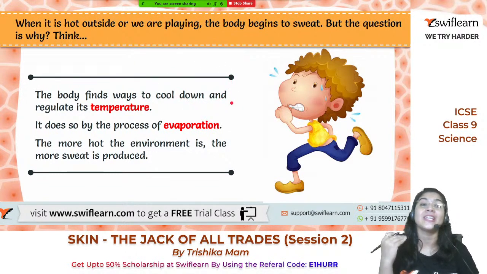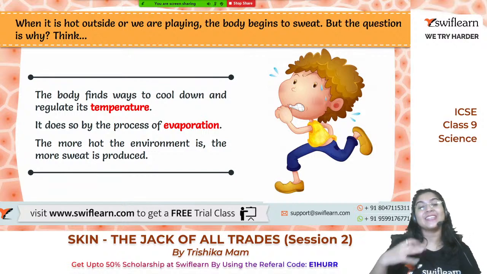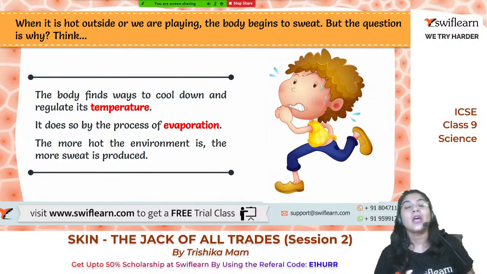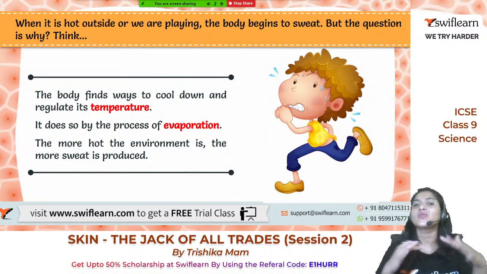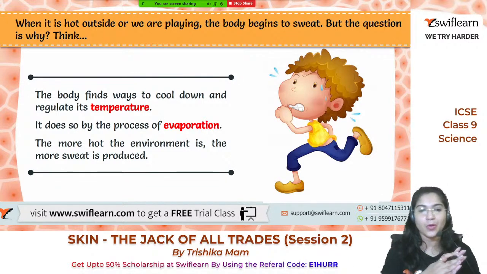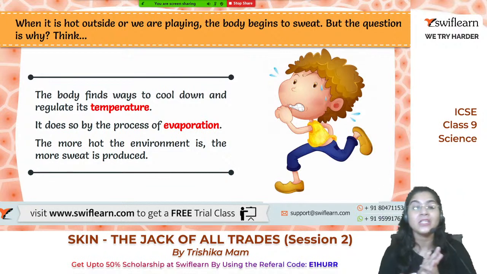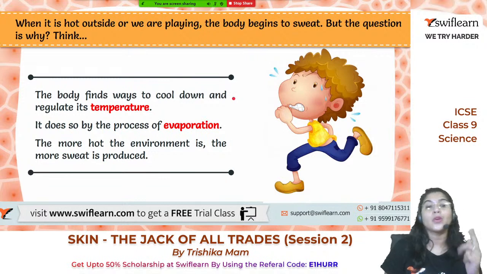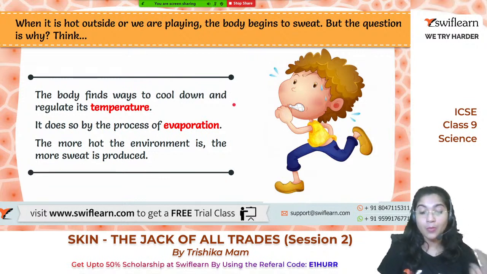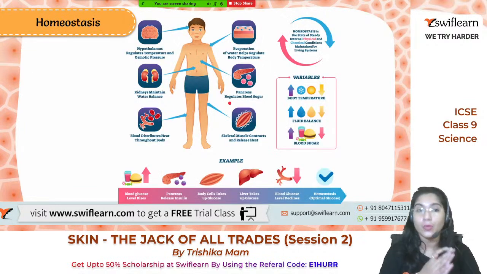Basically this sweating helps to regulate the proper temperature of our body and cool down our body, and this sweating is nothing but one type of evaporation, so that there will be a proper balance between the temperature of our body and the temperature outside our body, right? So when the environment is very hot, our body will start sweating more and more, so that it can adjust with the temperature outside.